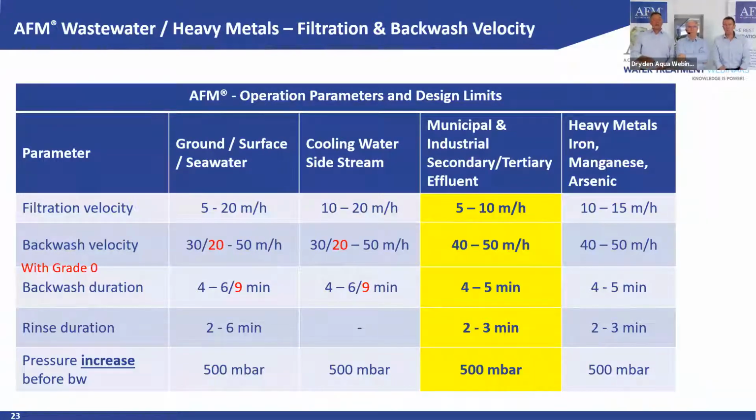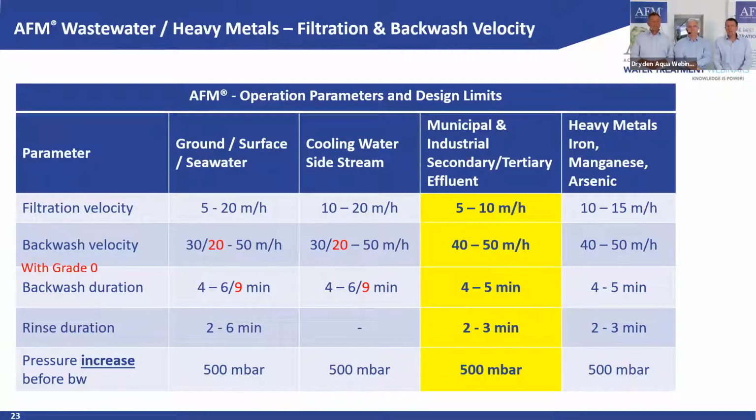If we look at backwash velocity, this is what we said before, 40 to 50 meters per hour. Equal to heavy metals because of heavy particles that need to be evacuated from the filter bed. And you see in groundwater and in surface water cooling, it starts with 30. The red one is if you have an existing filter where you only have 20, we compensate more with grade 0, then we can go down to 20. But we do this for you.